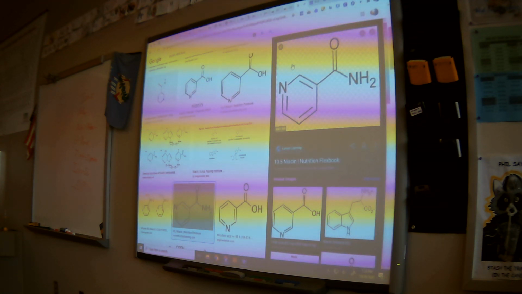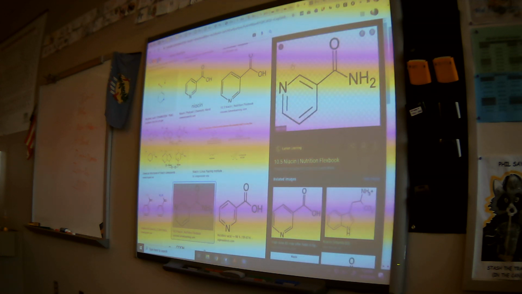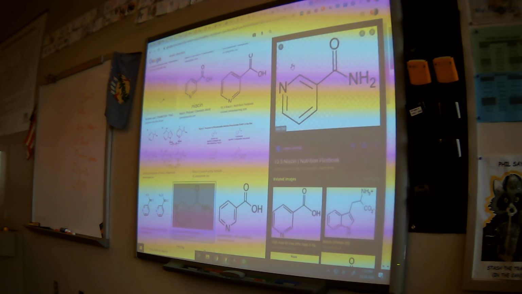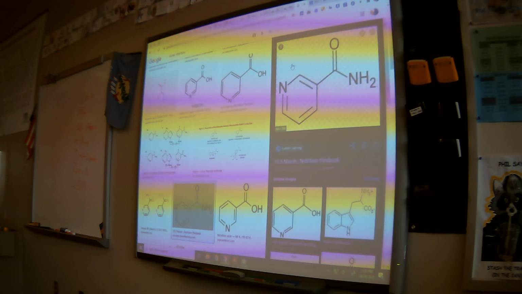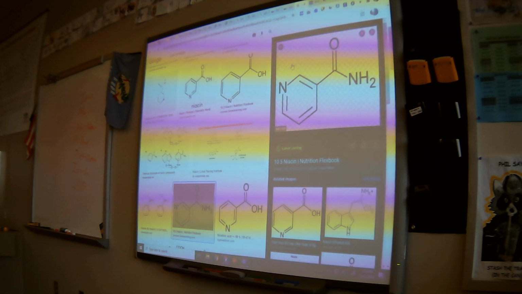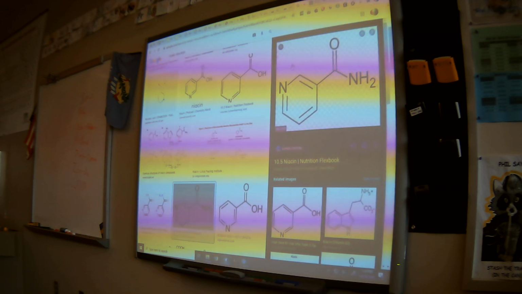This is niacin. It's a nutrient. It's actually a precursor to nicotine, but you need niacin in your body to live. Nicotine will actually work on the same receptors as these guys to give you a little boost. Anyway, niacin, right here.